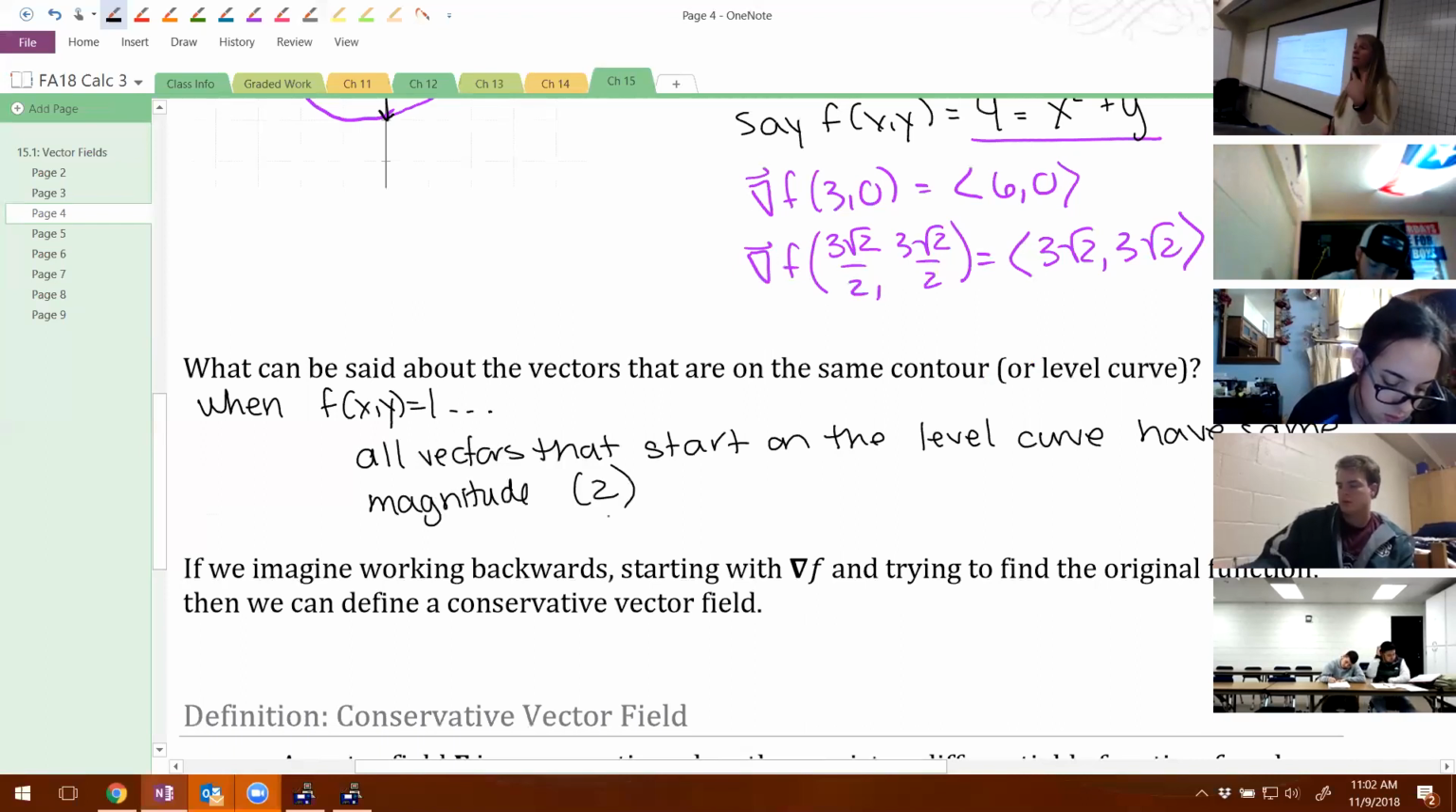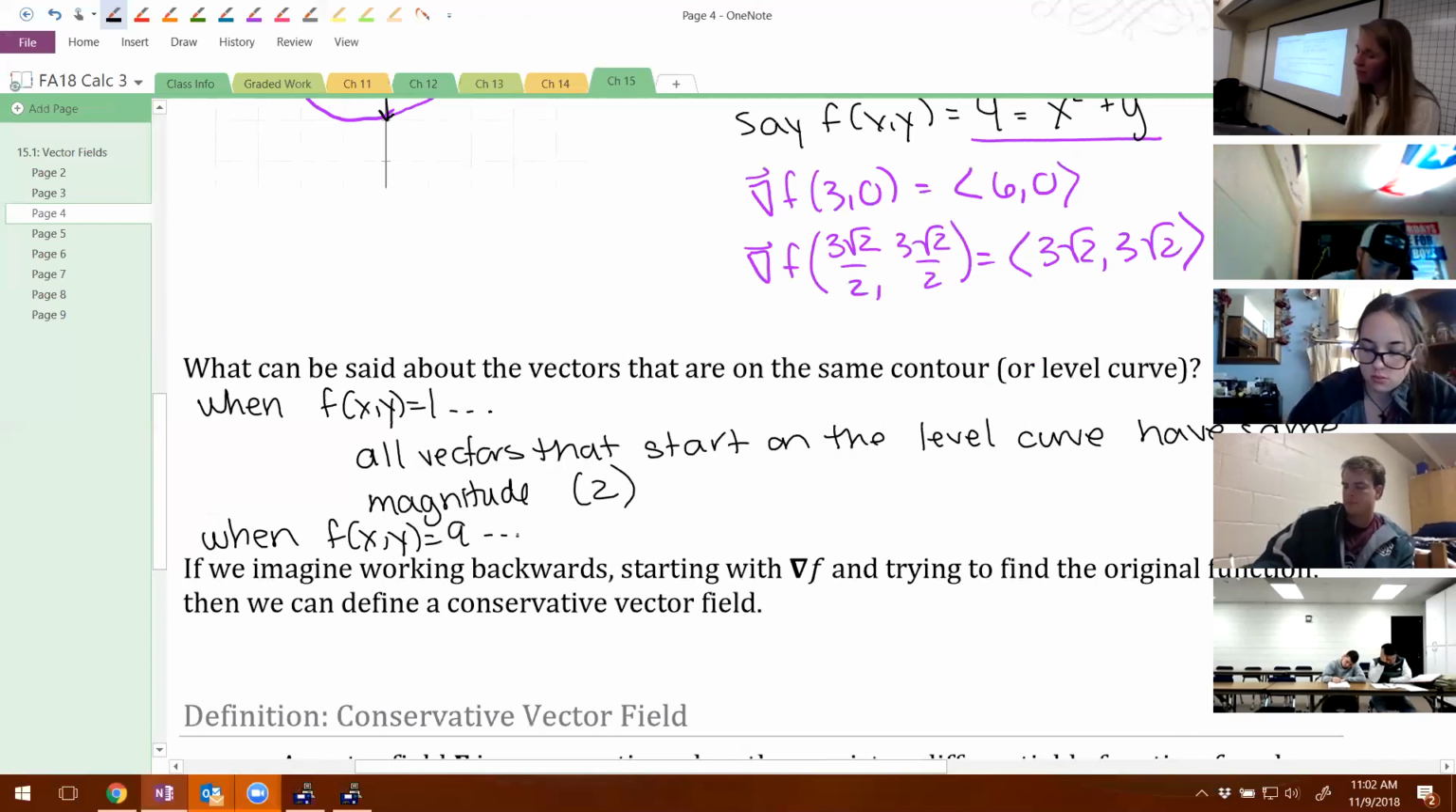But if we go to a different level curve, when we forced the function to equal 9, they still all had the same magnitude, but now the magnitude, we'll count in just a minute, turns out to be 6.